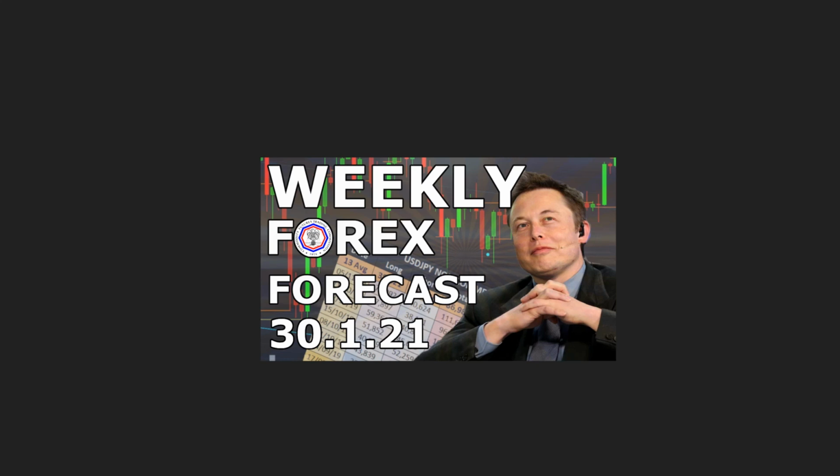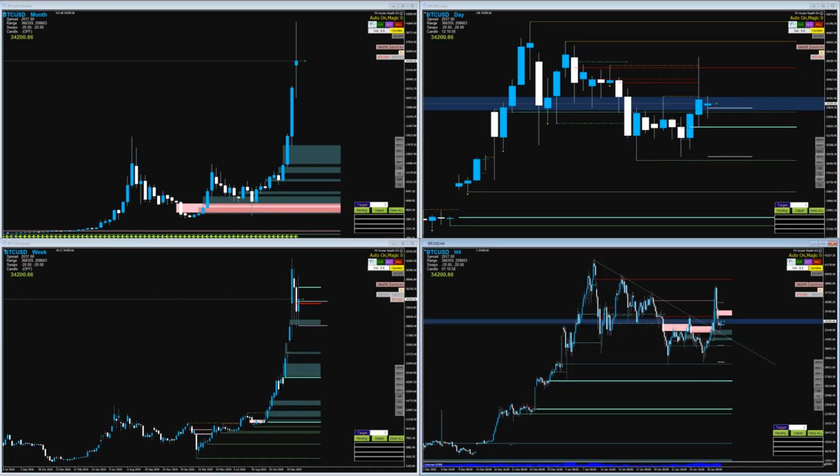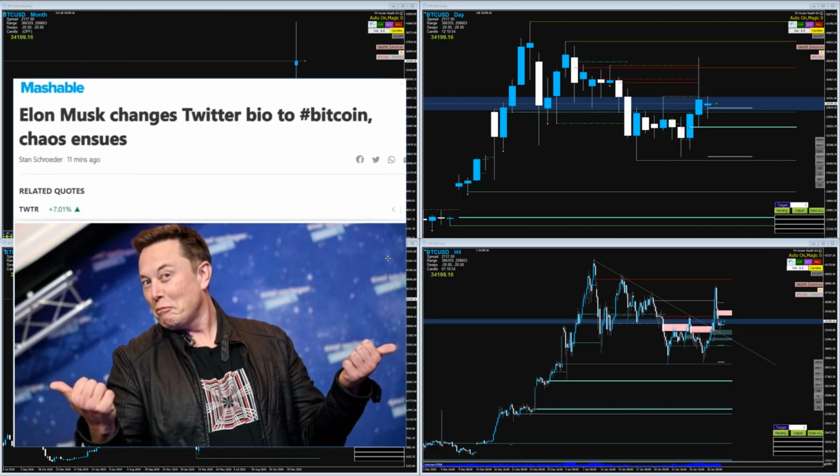So this one will be a little bit different, and I want to start with Bitcoin this time because Elon Musk has changed his Twitter bio to Bitcoin, and what actually happened is that this breakout happened in here, and a lot of people of course entered the trade. However, right now it's making the pullback.